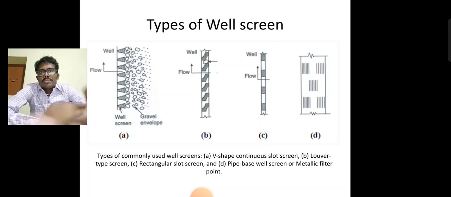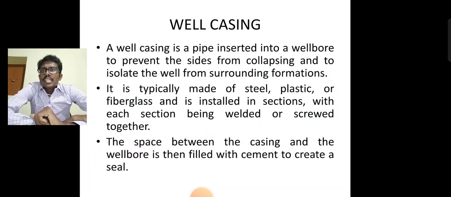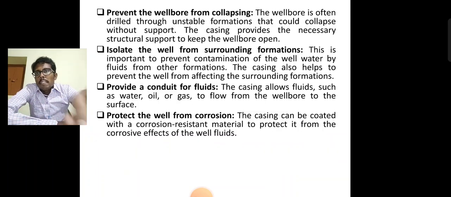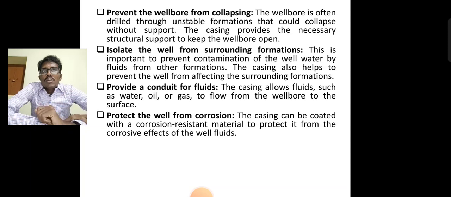Next one, well casing. A well casing is a pipe inserted into the wellbore to prevent the hole from collapsing and to isolate the well from surrounding formations. It is typically made of steel, plastic or fiberglass and installed in sections. Each section is welded or screwed together to avoid contamination. The space between the casing and the wellbore is then filled with cement to create a seal. The casing prevents the wellbore from collapsing. The wellbore is often drilled through unstable formations that could collapse easily, so the casing provides the necessary structural support to keep it open.